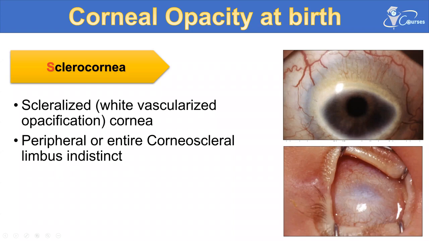So this will be one of the differential diagnoses. In order to diagnose that, you can do the UBM or ultrasonic biomicroscopy to see the lines of separation between the limbus and the cornea, to know what your boundaries are and what is underlying this sclera. So this is the first letter of the word STUMPED, which is the S, sclerocornea.